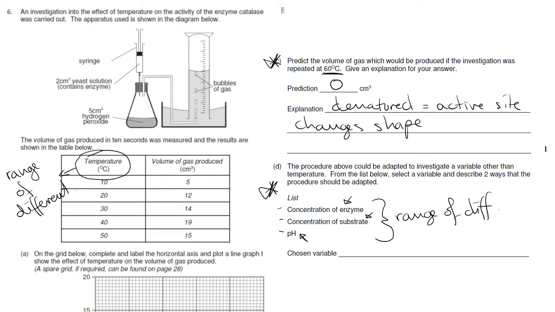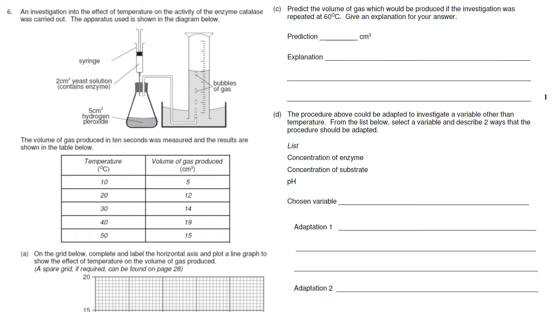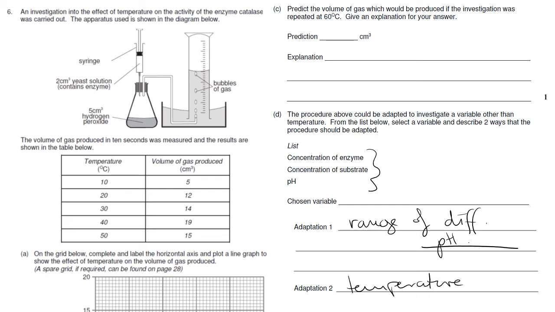Now, if I've got a range of different one of these, what do I have to do to temperature? I'm going to have to keep temperature the same. I'm going to have to keep the temperature constant, okay? Now, if we just look at how this question was actually set out. There's my variables. And then it said, chosen variable, adaptation 1, adaptation 2. Well, adaptation 1 is my range of different, and then whichever one of those I picked, right? So like pH, for example. And then temperature, keep the same. And that's us.